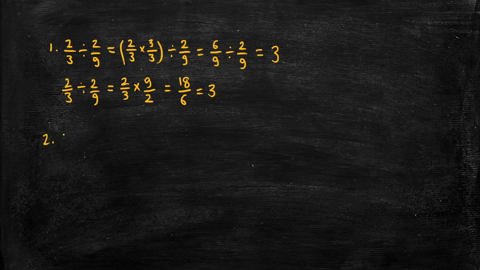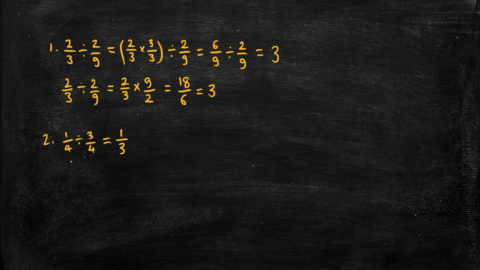Here's another example. Let's do 1/4 divided by 3/4. So let's use the common denominator method. I already have common denominators, so all I need to do is divide the numerators, and I'll have 1 divided by 3, and I can express that as a fraction, 1 over 3.